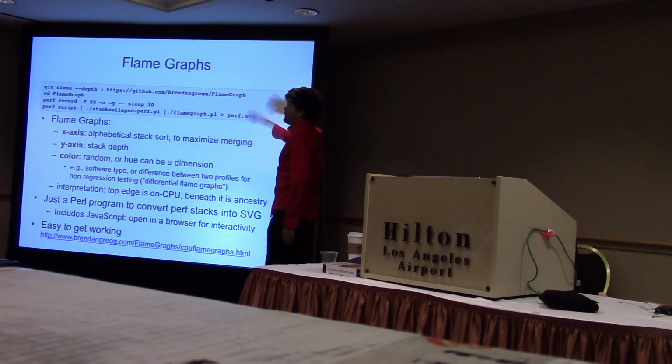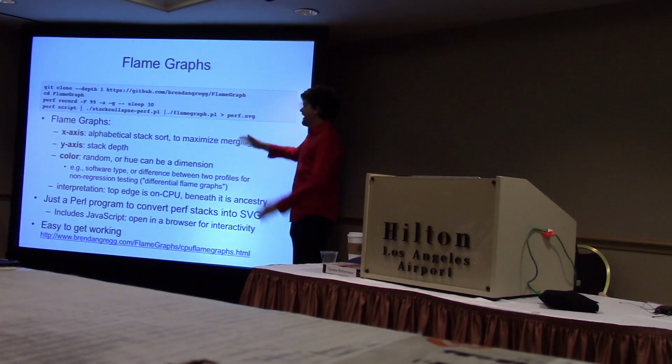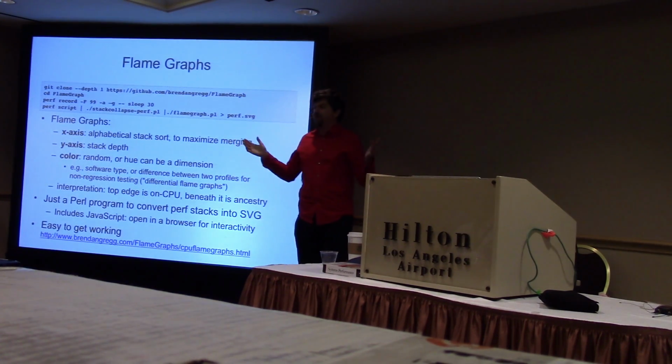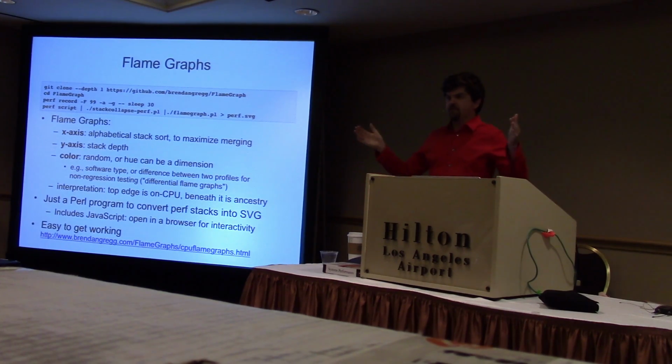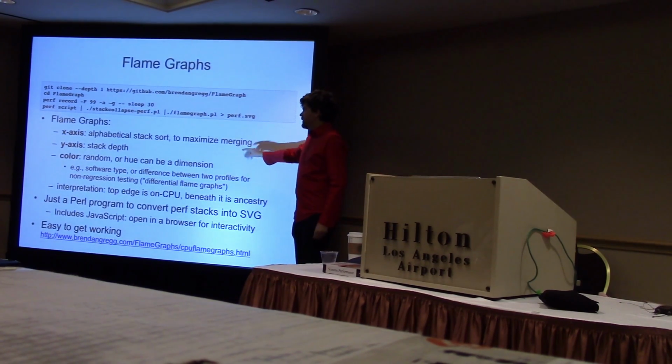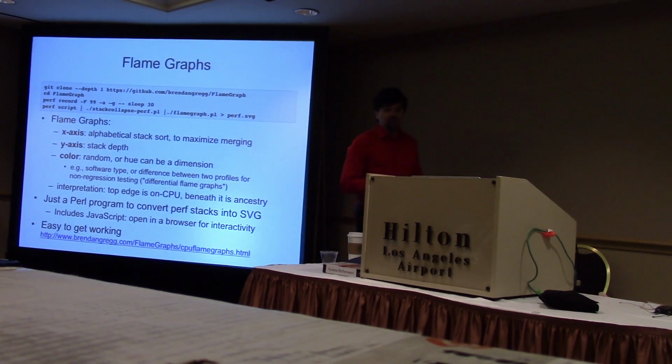I put the code on GitHub, but there are other implementations. The x-axis is just the population sorted alphabetically. So the x-axis is not the passage of time. I'm just showing the wider it is, the more times it was present in a sample. So you just look for the big things. The y-axis is the stack depth. The color for a lot of the flame graphs is random, just to differentiate frames and towers.